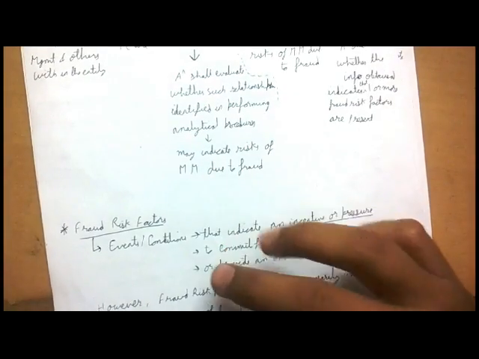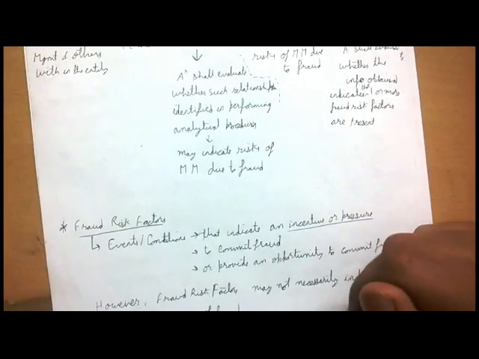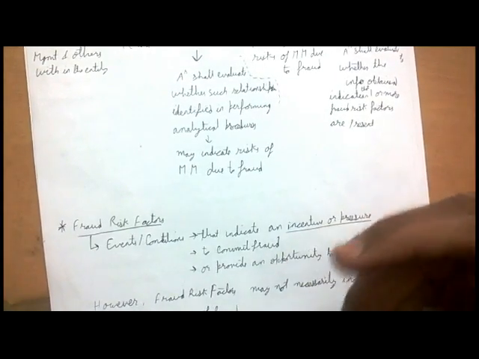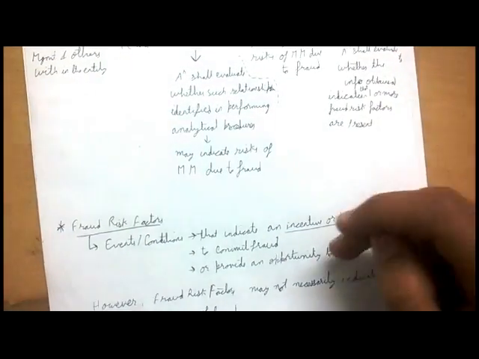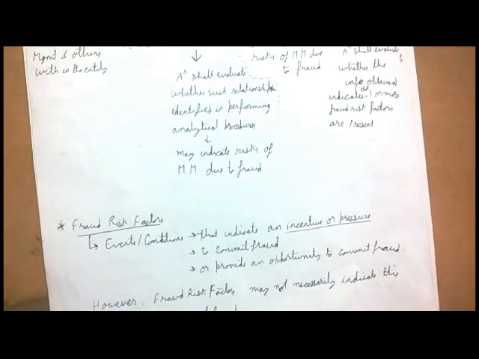So there are some events or conditions that indicate an incentive or pressure. It can be an incentive, like getting additional money, or it can be a pressure to commit fraud, or provide an opportunity to commit a fraud. There is an opportunity whereby you can commit a fraud. So these are the fraud risk factors.